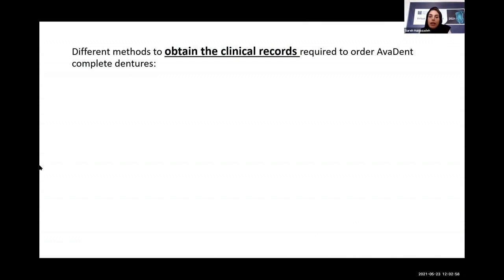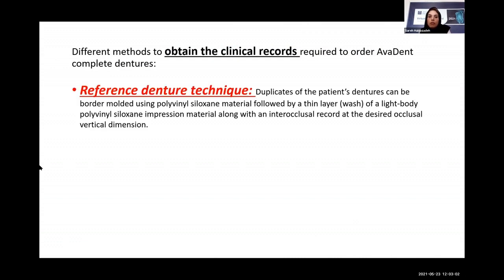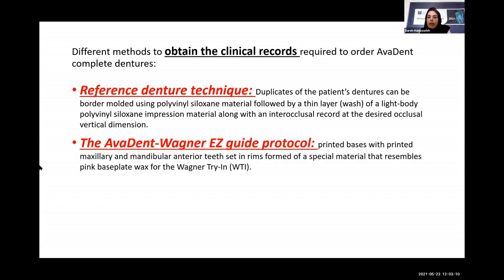In order to obtain our clinical records with Avident, we have several options. First of all, we can use the previous dentures of the patient as a reference. So this is the reference denture technique. We can have a special protocol called the Avident Wagner EZ guide, in which we have printed bases. I'm going to explain these in my following slides later.